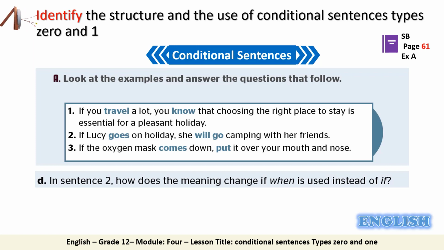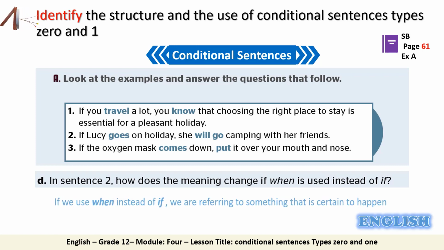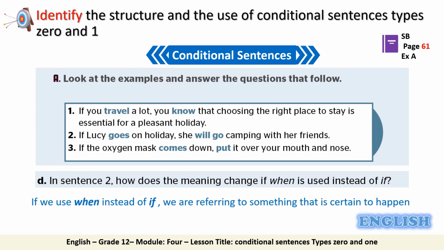For question D, I would like you to pause this video here and find out how the meaning in sentence 2 changes if we replace if by when. Well done. What have you found? Great. If we use when instead of if in this sentence, the sentence will refer to something that is certain to happen and not something that is likely to happen.